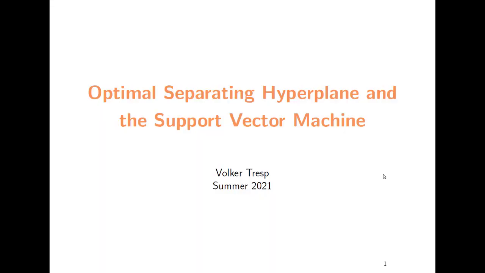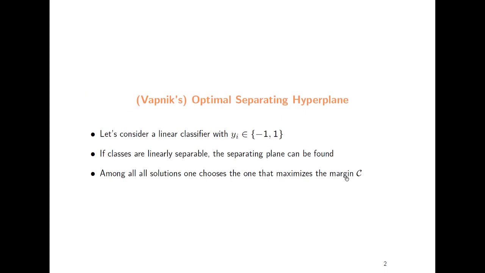Okay, so let's talk about the optimal separating hyperplane and the support vector machine. The optimal separating hyperplane from Vapnik. Here we consider a linear classifier where the output labels are -1 and 1. It has the property that if classes are linearly separable, the separating plane can in fact be found. So that's similar to the perceptron. And among all valid solutions, we are considering the one that maximizes the so-called margin C, capital C.